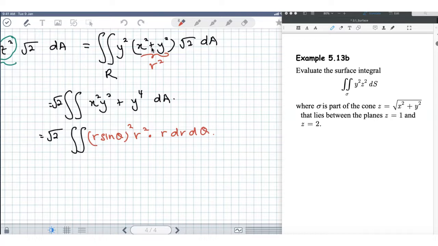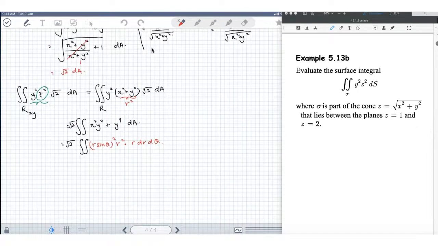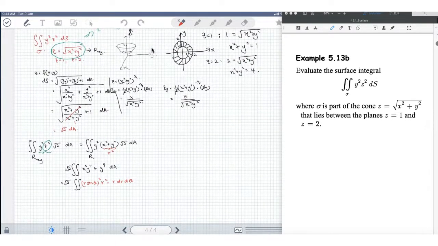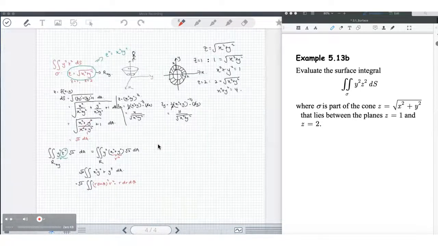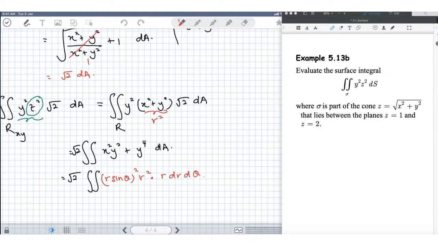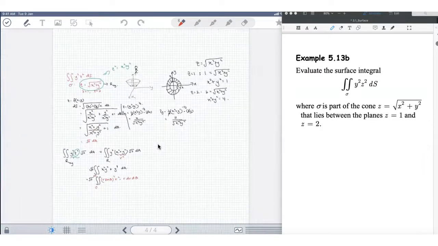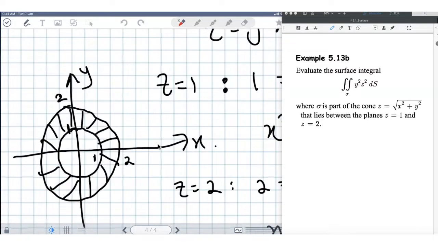Okay, so now determine the limit of theta. Look at your region. They don't mention the first octant, right? So it can be all over the quadrants here. So your theta is from 0 to 2 pi, a complete circle. Now about the limit of r. Look at your region again. How can we determine the limit of r?